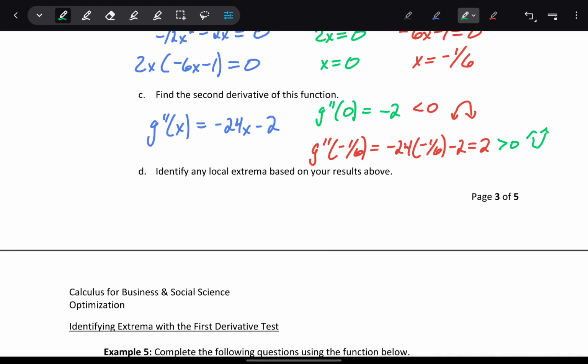So if we have a critical value and the function is concave down, that means we have a local maximum at x equals 0. And if we have a critical value and the second derivative evaluated at that point is positive, it's concave up, that tells us that we have a local minimum at x equals negative 1/6.